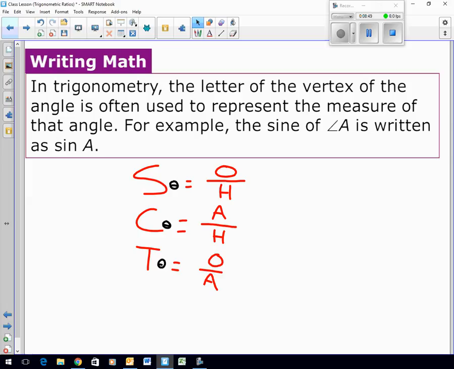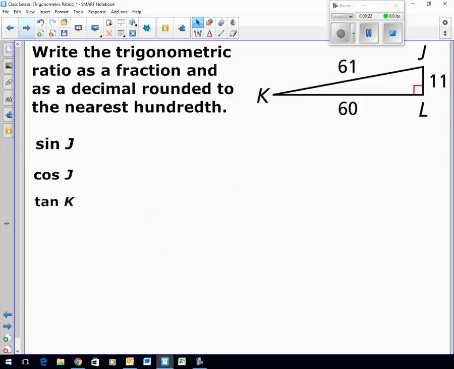Lucky for you guys, the sine, cosine, and tangent trig ratios are located on your formula sheet, right below the Pythagorean theorem. It says trig ratios: sine of theta, cosine of theta, tangent of theta, and so forth. So you don't have to memorize them, but you're going to want to write these down several times. Write the trig ratio as a fraction and as a decimal rounded to the nearest hundredth.